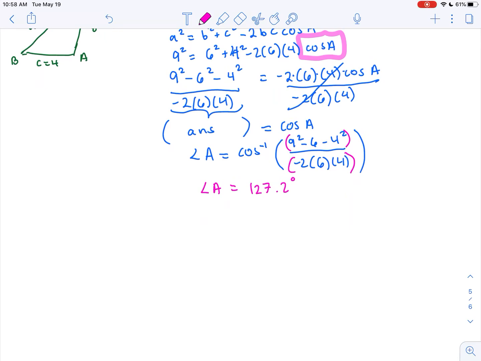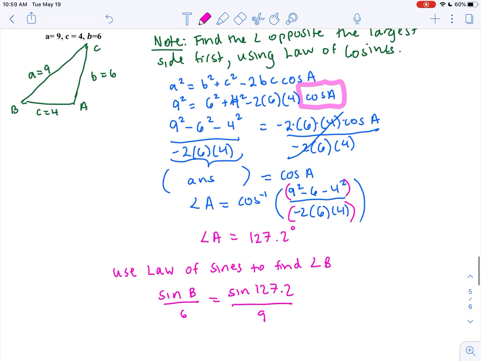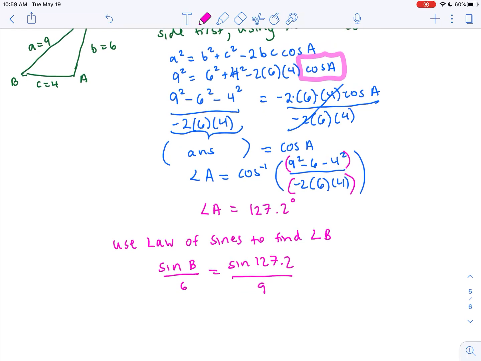Now we can use law of sines because we found the obtuse angle already. The other angles must be acute, so you can pick whatever angle to solve for next. We're going to use law of sines to find angle B. So sine of angle B over 6 is equal to sine of 127.2 over 9. We're using the information that we found, which is angle A is 127.2. The side across from it is 9.